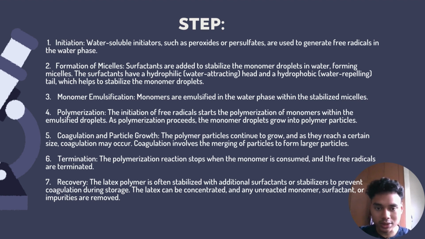As polymerization proceeds, the monomer droplet grow into the polymer particle. Fifth, coagulation and particle growth. The polymer particle continue to grow, and as they reach a certain size, coagulation may occur. Coagulation involves the merging of particles to form larger particles.